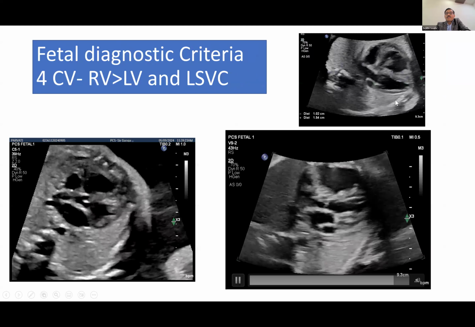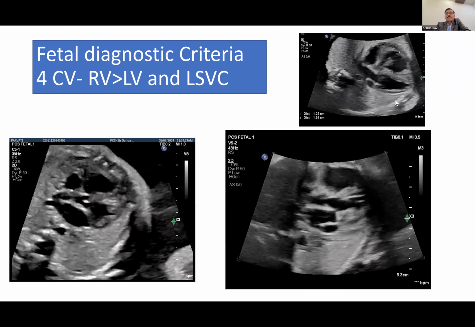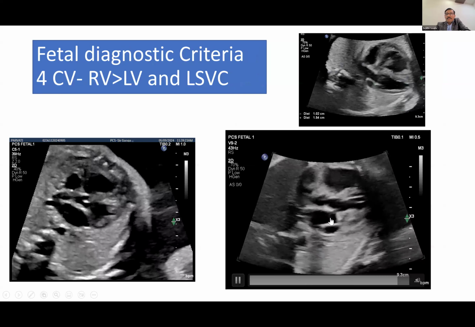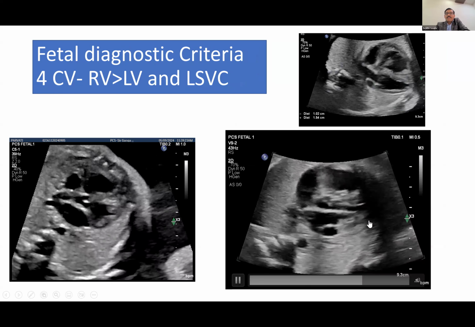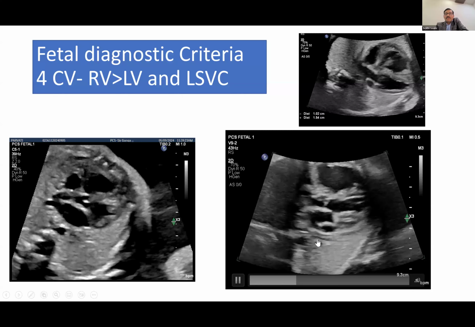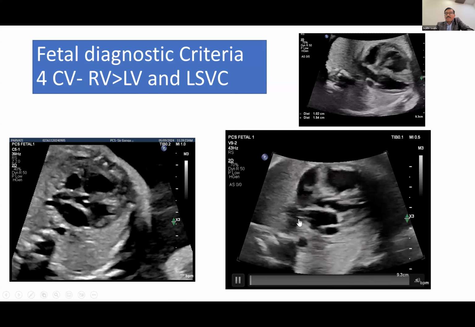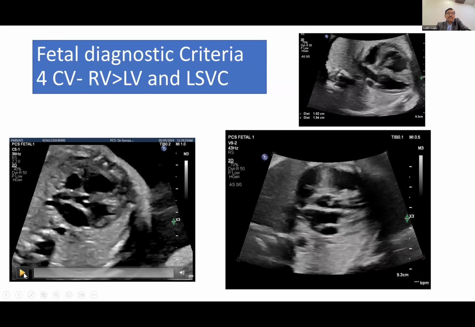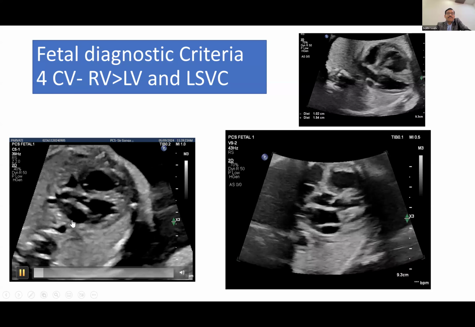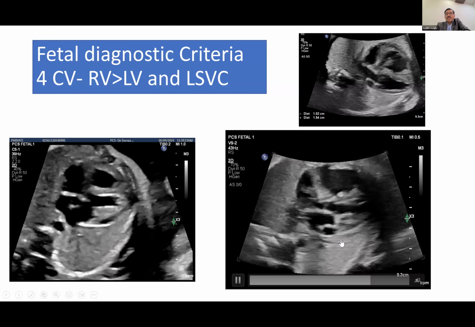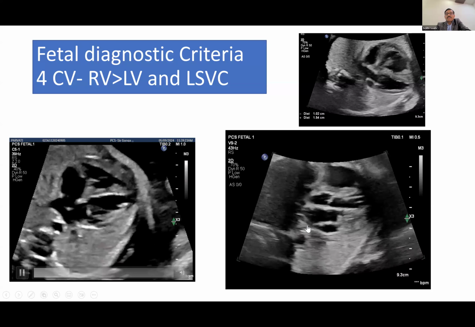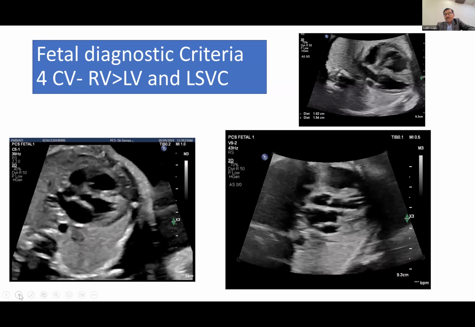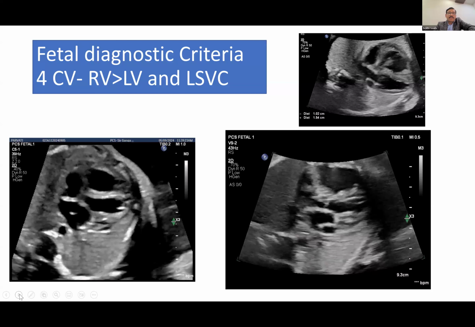And the RV-LV ratio: you can see the significantly raised ratio, more than 1.5, and you can see the LSVC. So when you see the RV-LV ratio discordant, with the LSVC and isthmus ductus ratio, then you can suspect coarctation. This is a normal four-chamber view, and this is another normal four-chamber view. So you can see the difference in the RV-LV ratio and LSVC. Fetal coarctation should be diagnosed nowadays, and we should not miss it.